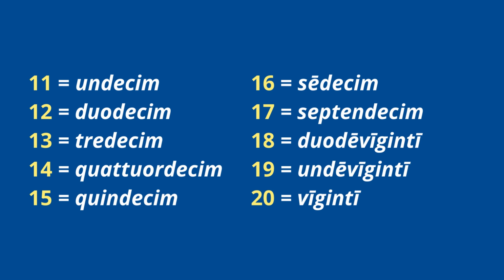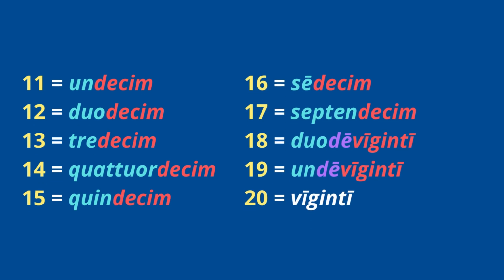And let me show you what I mean by color coding them. So in the number 11, well, actually 11 through 17, they all end in decim, which means 10. So it's all a reference to 10 of something. When you say undecim, you're adding 1 and 10. That's 11. Duodecim is 2 and 10, or 12. 13 is tridecim, which is 3 and 10. And you can keep going with 14, 15, 16, 17. They're all adding to the number 10.